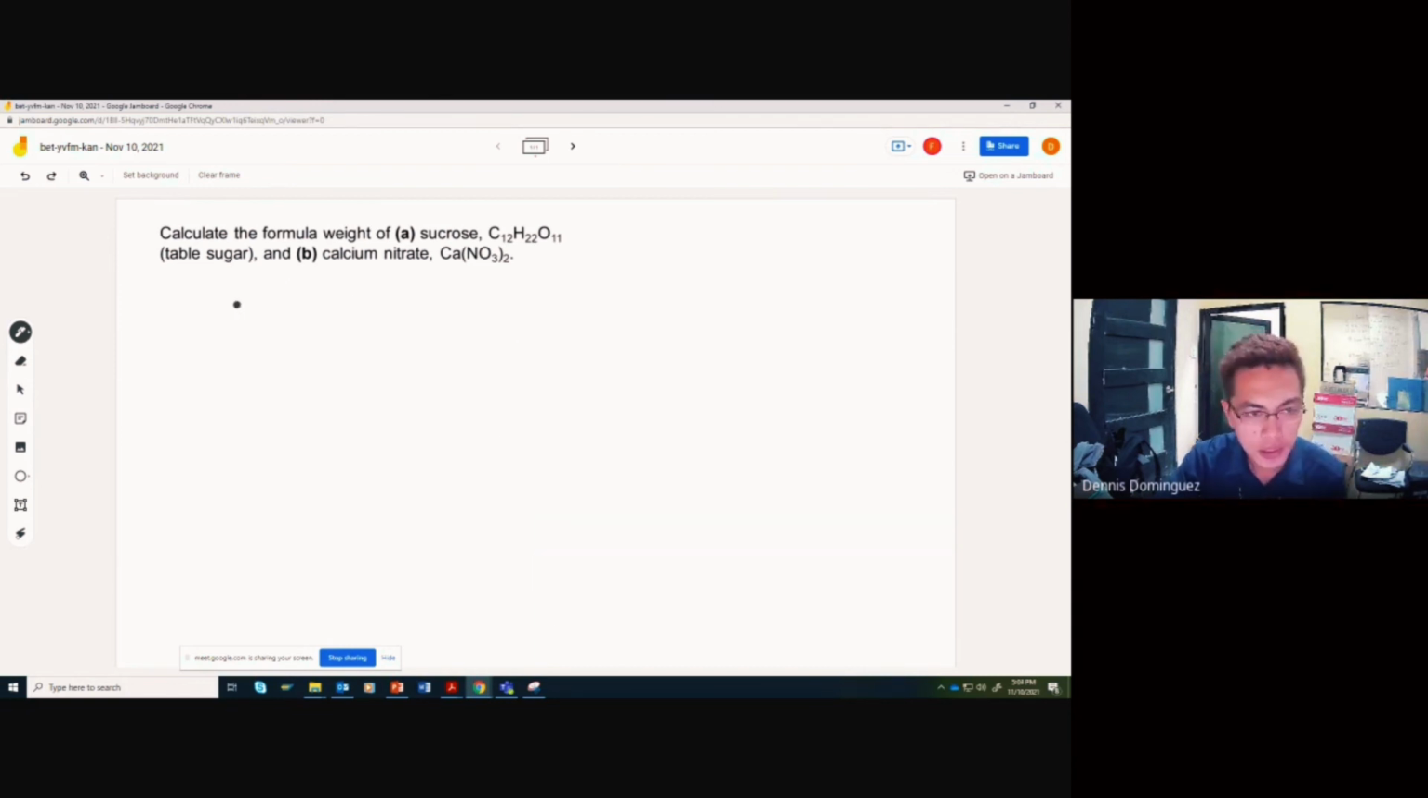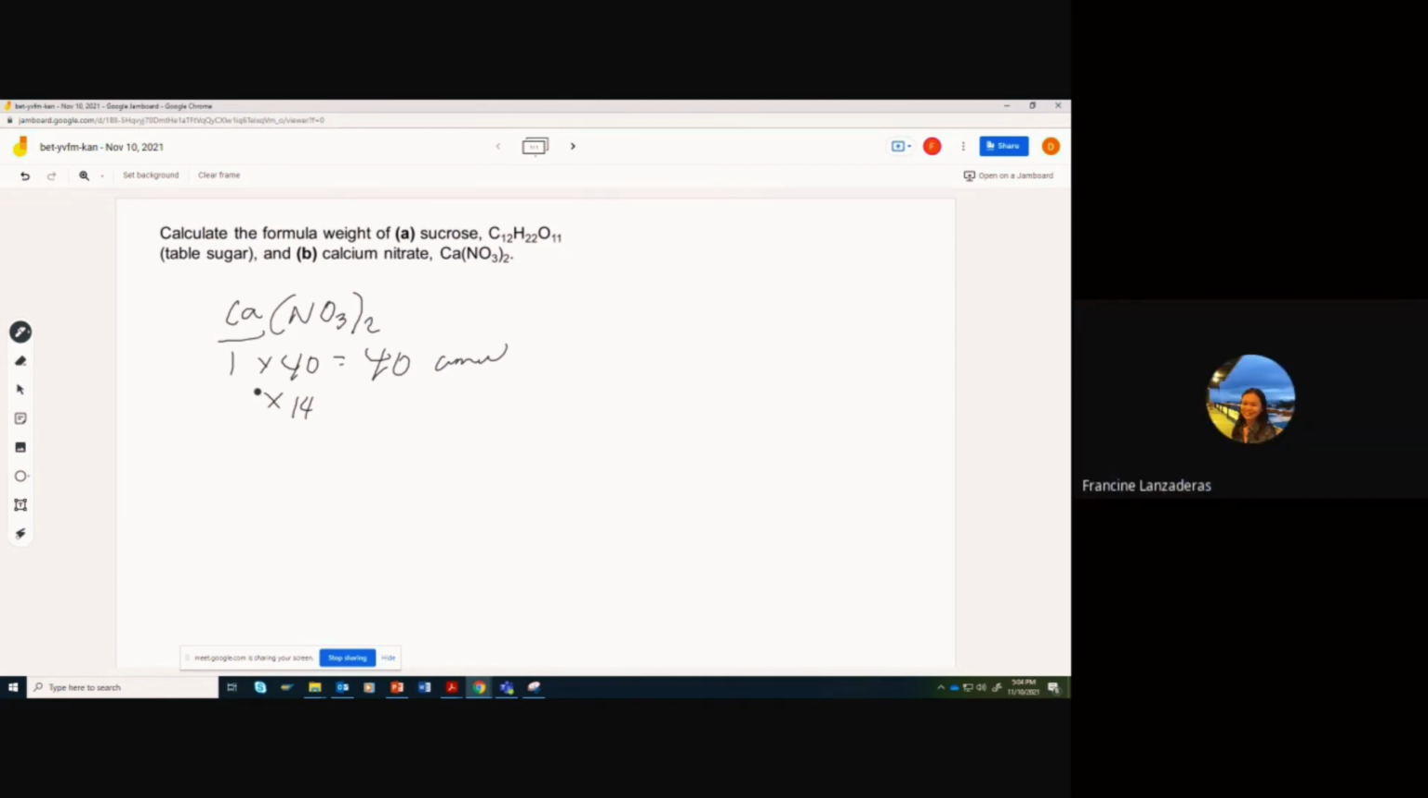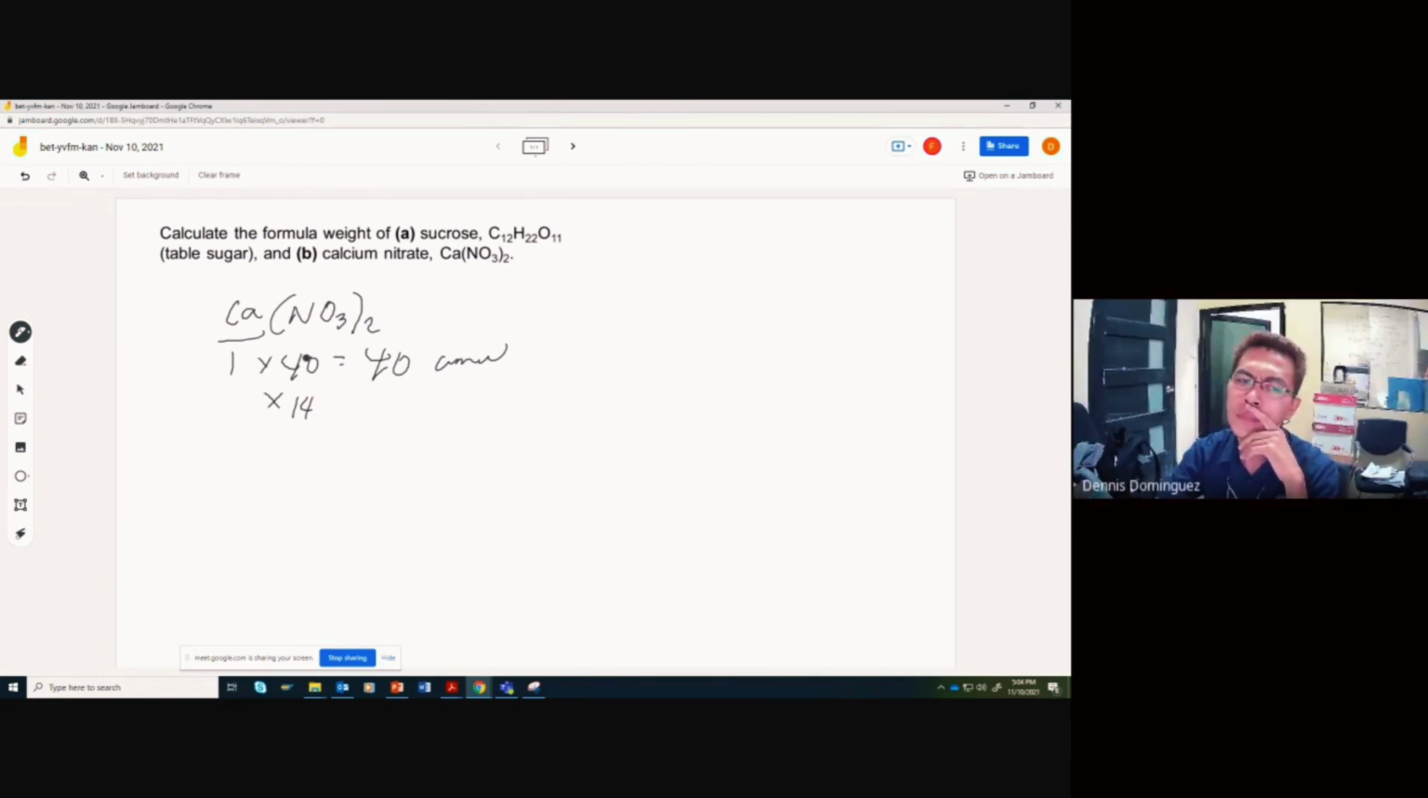Calcium nitrate is Ca(NO3)2. So you have one atom of calcium times 40, so that is 40 AMU. For nitrogen, it is 14. 14 times how many atoms of nitrogen are present? 2. So that's 2 times 14, that is around 28 AMU.